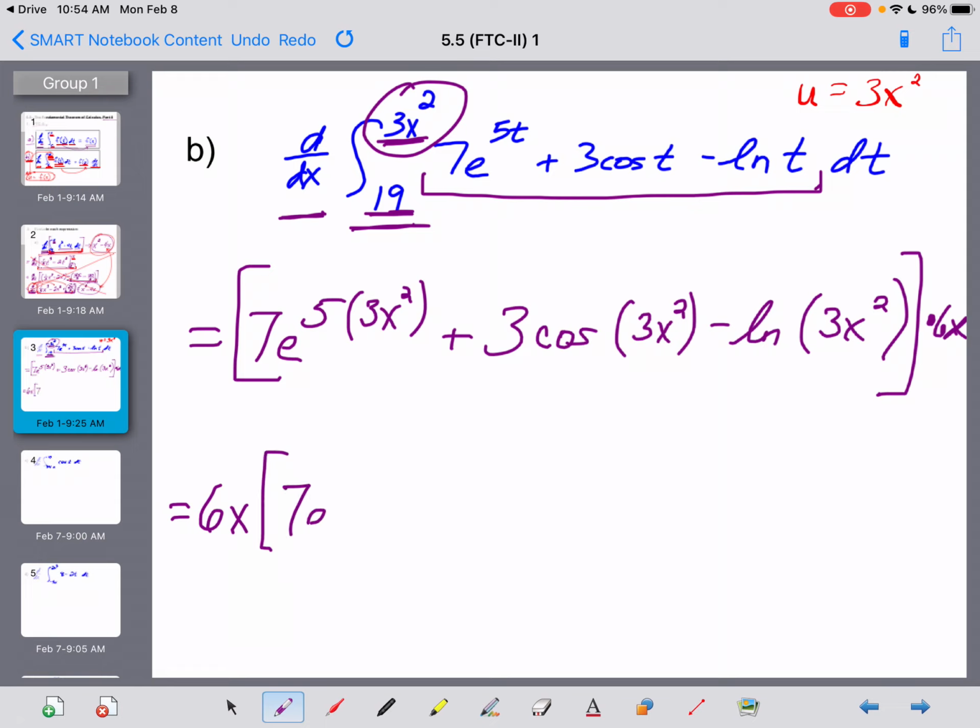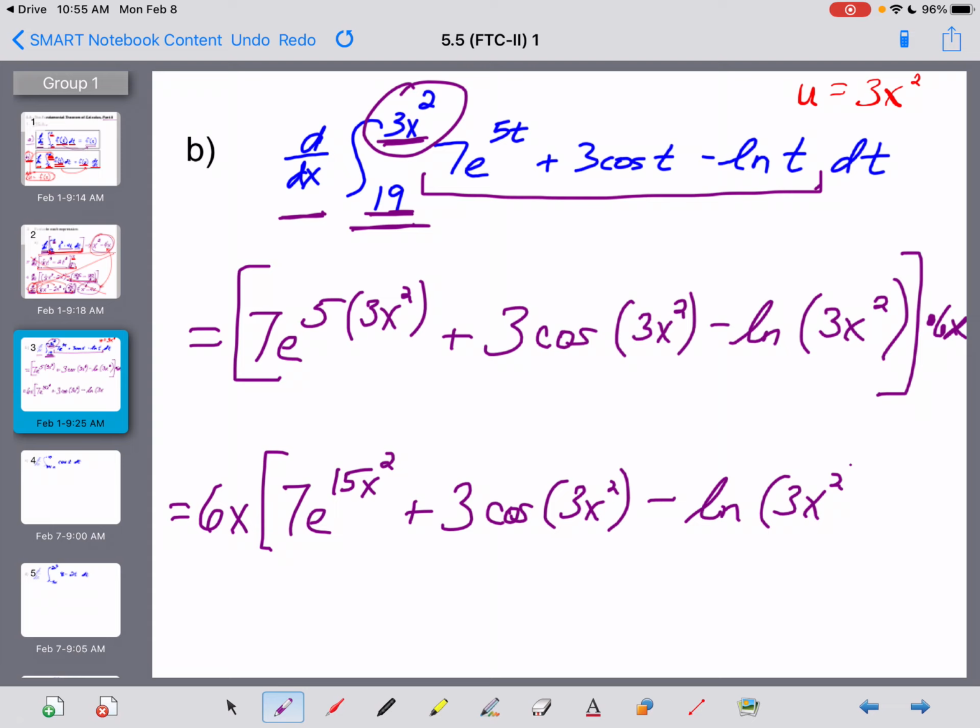I can make this a 7e, and the power here is going to be a 15x squared. Woohoo, look at me go. Can't really do anything with the second term, so that's going to remain a 3 cosine of 3x squared. And we can't really do anything with the third term either, so I'm going to keep that as a minus natural log of 3x squared. Close the parenthesis, close the brackets, and ladies and gentlemen, we're done. Not that bad of a problem.